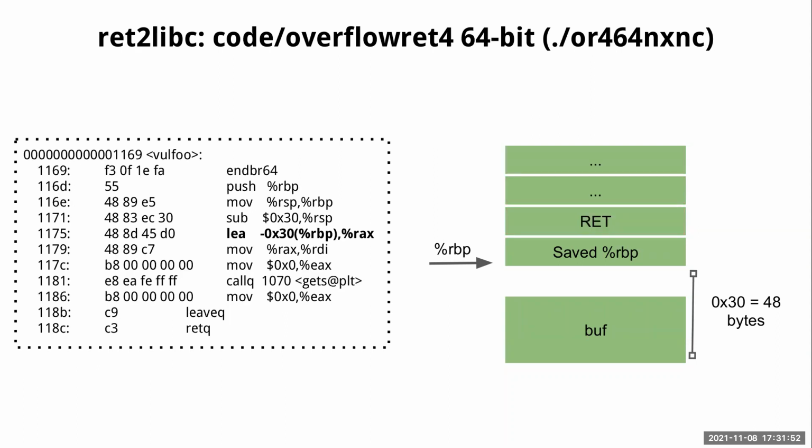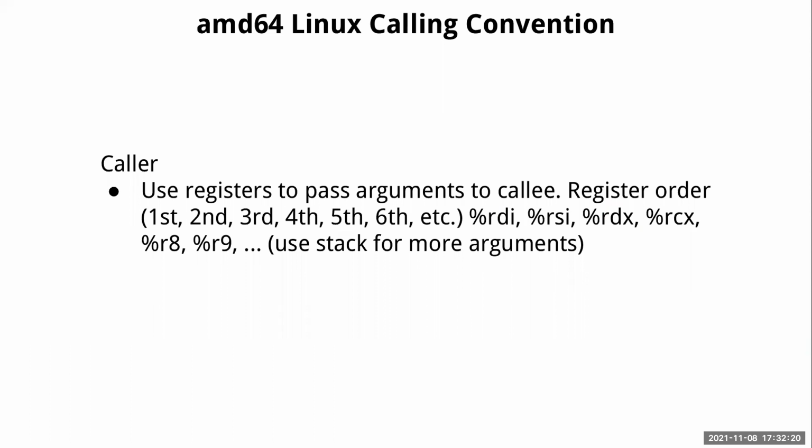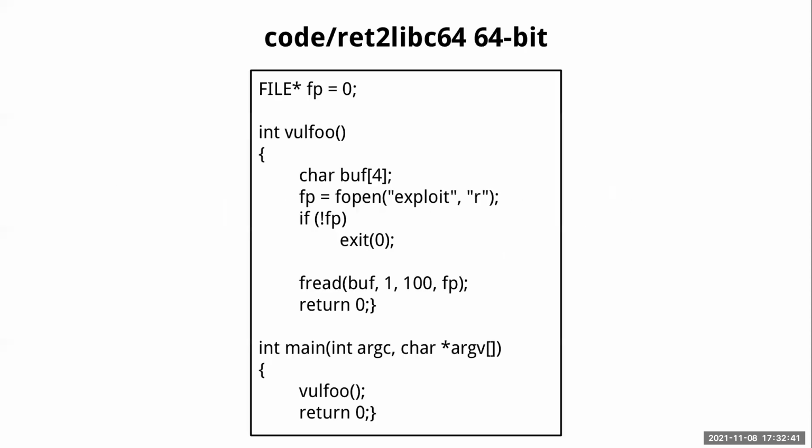This is a 64-bit version of the same code. You can see the buffer size is the same, 48 bytes, from this instruction. However, the saved EBP is not 4 bytes anymore, it's 8 bytes. The return address is also 8 bytes. But those are not the reasons we cannot do return-to-libc here. The reason is that in 64-bit, we do not pass arguments to callees using the stack anymore. We use registers. However, when we overwrite the stack, there is no way we can overwrite the registers. That's why we need to use this new technique.